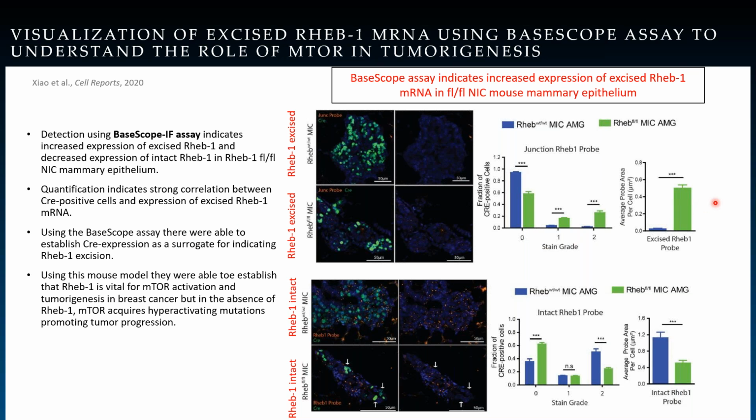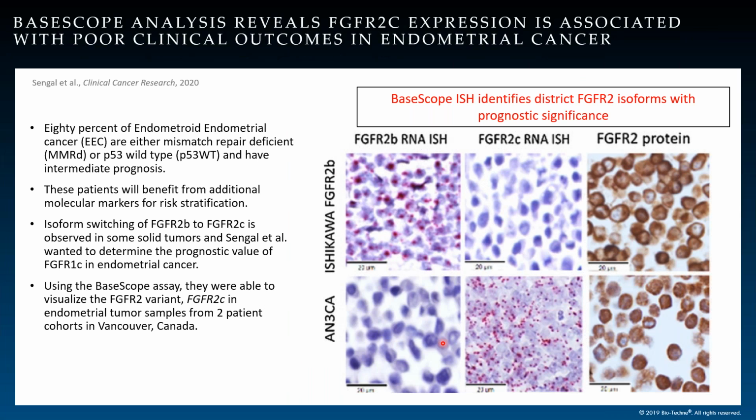And they have done a very good job quantifying this, showing the correlation of the knockout model to expression of the excised transcript, as you would expect. And this model really helped them study the expression of the excised transcript and determine the role of Reb1 in MTOR activation. And ultimately, what they were able to show was that Reb1 was in fact vital for MTOR activation, but in the absence of Reb1, MTOR itself started acquiring hyperactivating mutations and promoting breast cancer tumorigenesis. So this technology was extremely useful for them to develop an animal model where they could establish the role of MTOR in tumorigenesis.